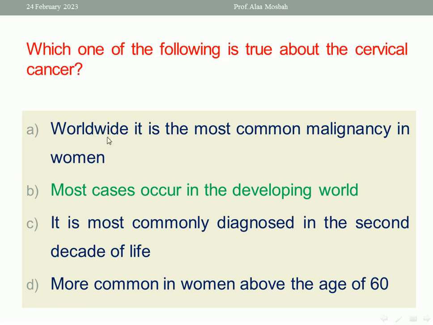and it is not the most common malignancy worldwide, due to screening programs for cervical cancer reducing the cases of cervical carcinoma, because we discover the precancerous lesion CIN and manage it properly. That's why cervical carcinoma is decreasing, especially in developed countries. So it is not the most common malignancy in women worldwide, okay? But most cases occur in the developing world. This is right, yes, because not all developing countries use the screening program for cervical carcinoma.